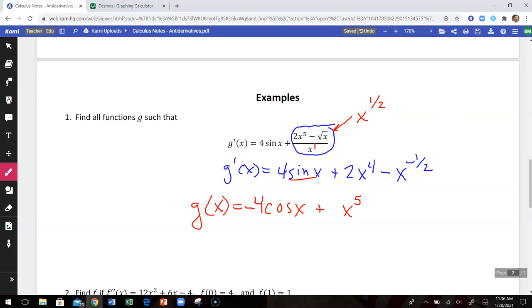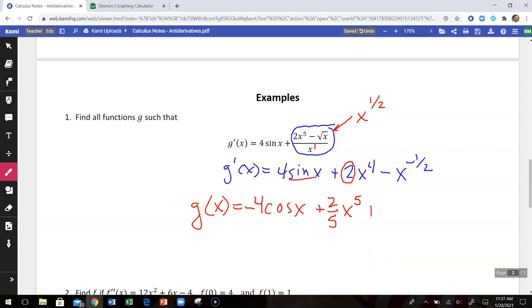I'm going to go up a degree, and then I'm going to divide by that new exponent, or put the reciprocal of that new exponent out front. I already have a 2 there, though, so that 2 is going to stay. I'm just going to take that 2 and divide by my new exponent. And again, think about doing the derivative of this. I would multiply 2/5 by 5, which would give me 2, and then I would subtract 1 from the exponent, which would give me 4.